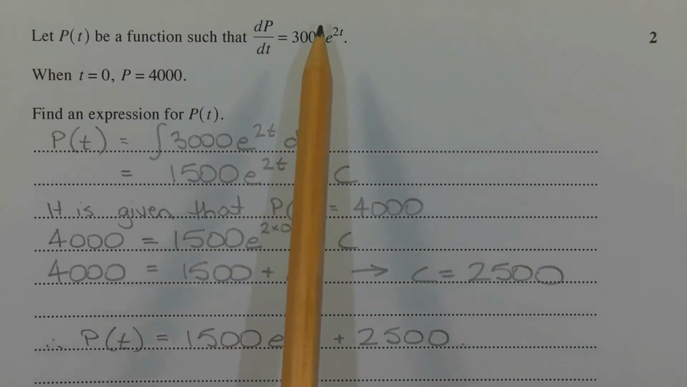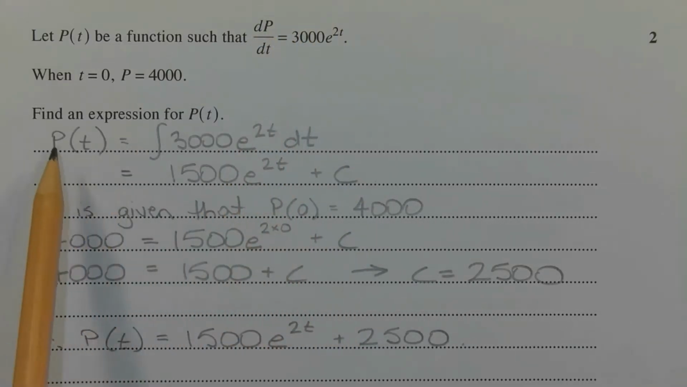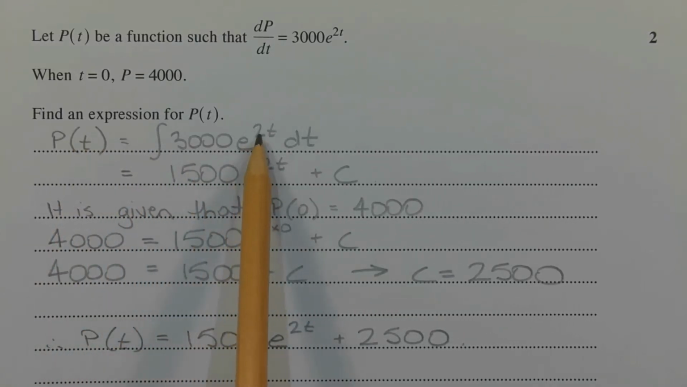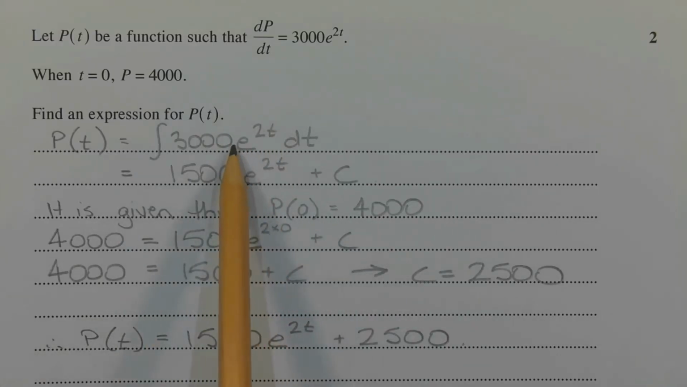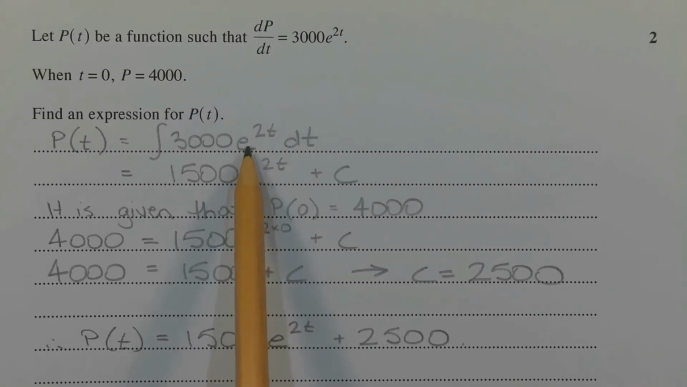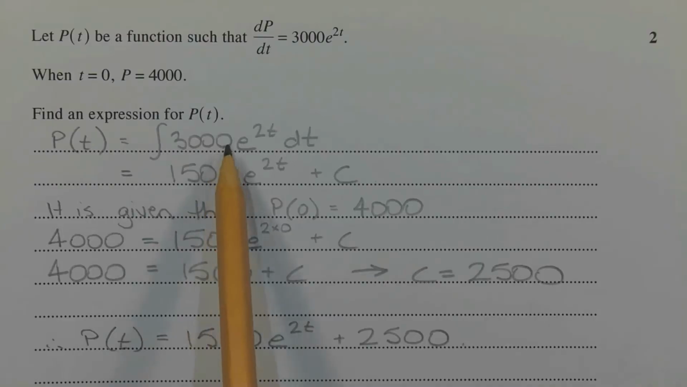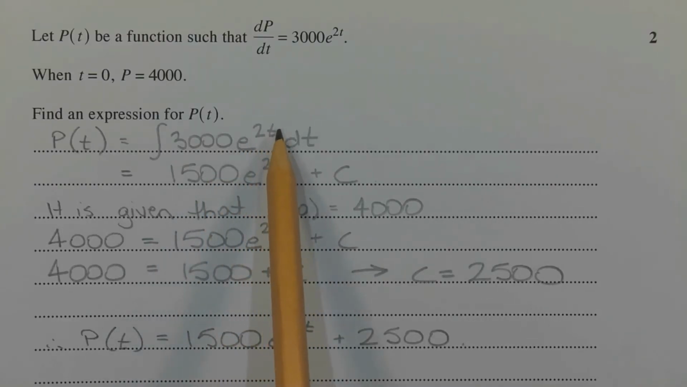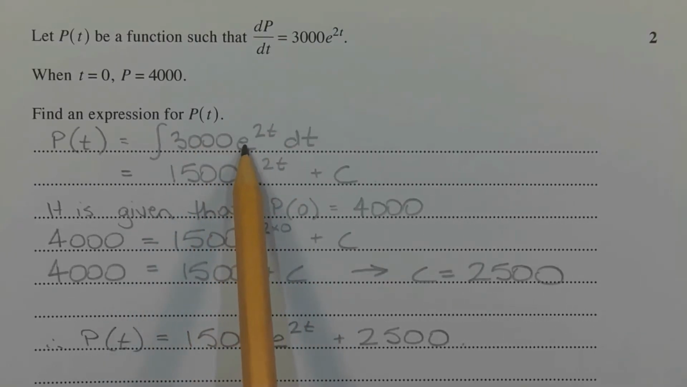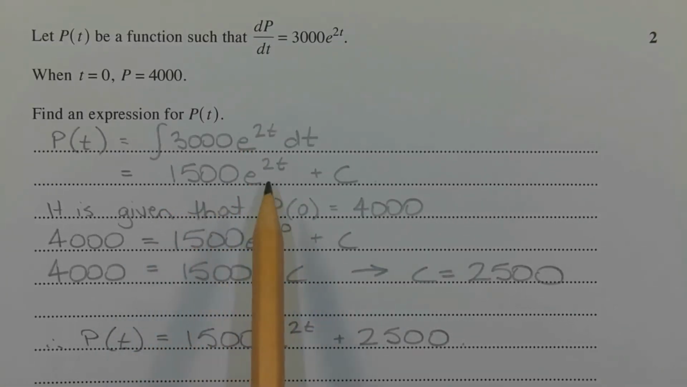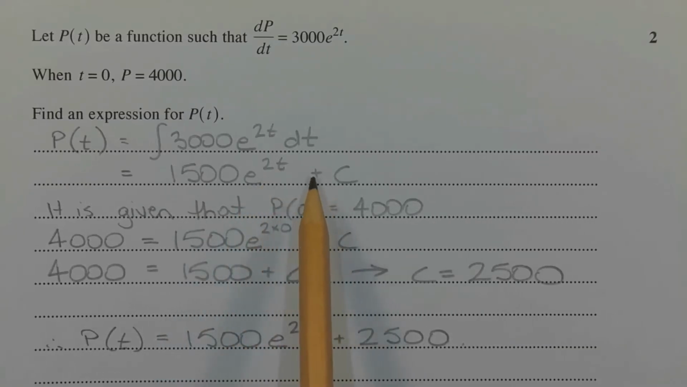Firstly, let's integrate dp dt. So P of t is equal to the integral of 3000 e to the power of 2t dt. Integrating an exponential function, it remains the same. However, we need to divide by the derivative of the index. So 3000 e to the power of 2t when integrated is 3000 e to the power of 2t divided by 2, which gives us 1500 times e to the power of 2t plus the constant of integration c.